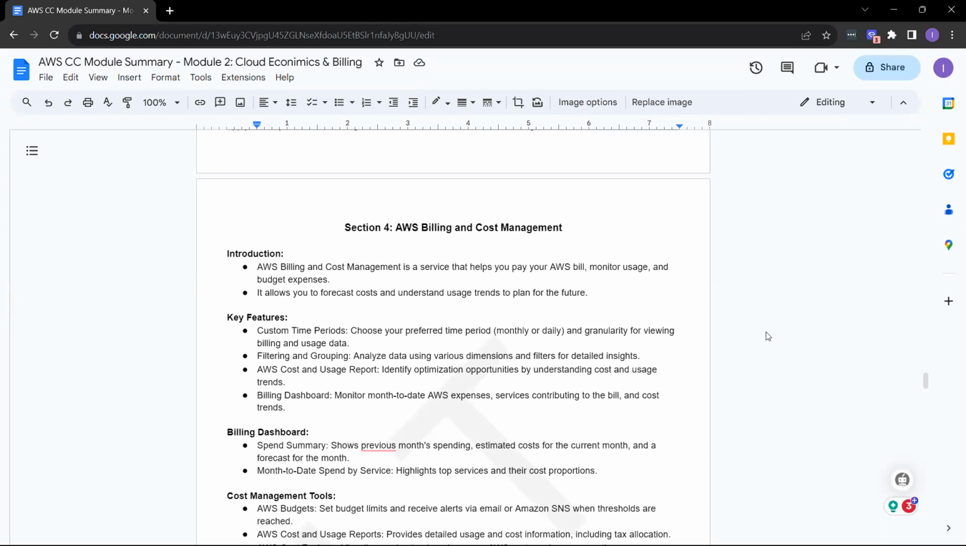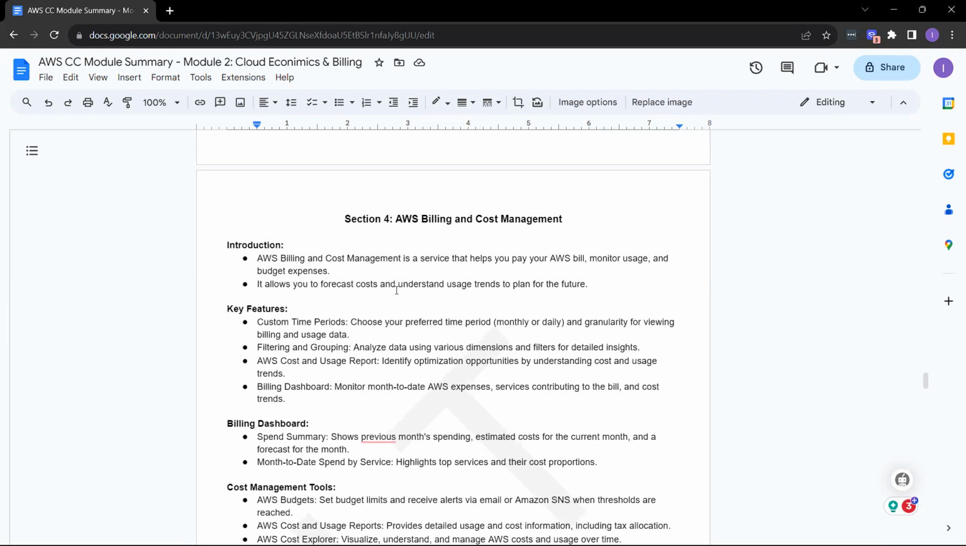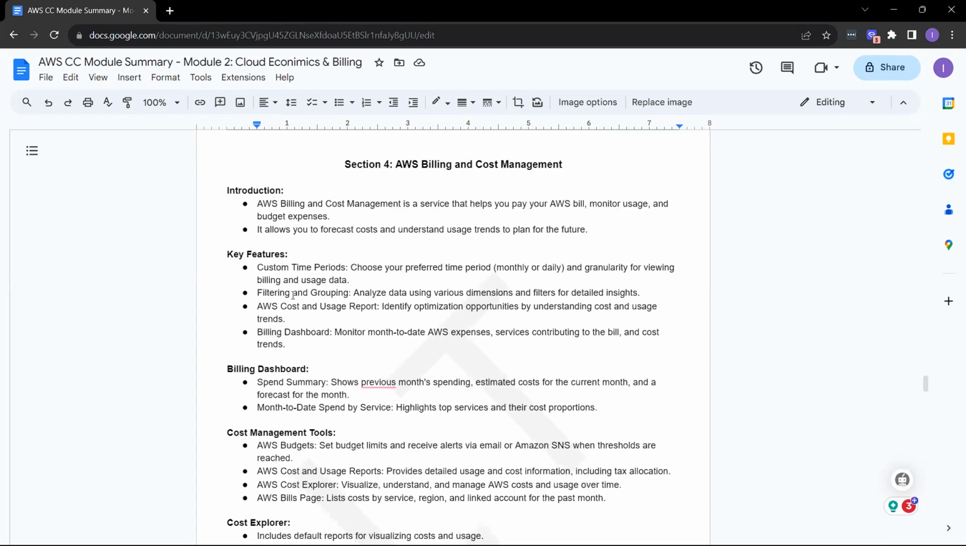The key features in the billing and cost management service are that you are able to set custom periods. You are able to check your usage trends or metrics per month, so we call it month to date, and then year to date. You either set it monthly or daily, and then you are able to view your billing and usage data. You are also able to filter groupings. You can look at your bill or your usage by instances, or by storage. So let's say, okay, how many EC2 instances did I spin up under this organization's account or something like that?